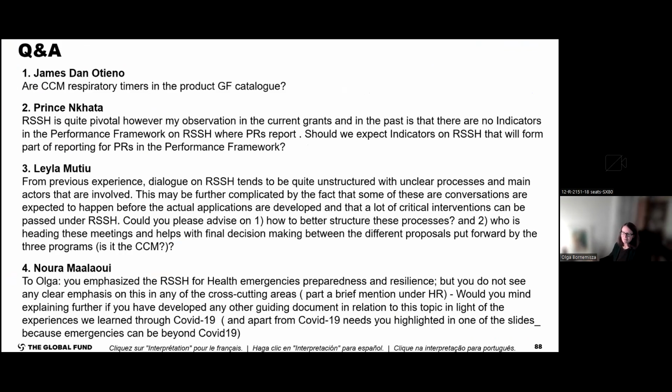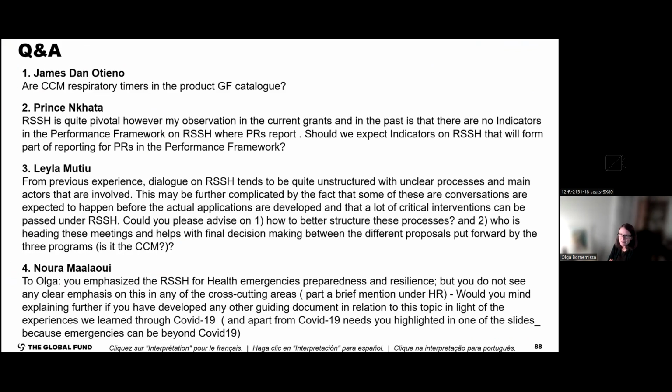Okay, let me start at the top. Are iCCM respiratory timers in the Global Fund catalog? This is not CCM, it's iCCM, respiratory timers. Yes, I believe they are, but I will ask malaria colleagues to confirm that. I am pretty sure that they are included.